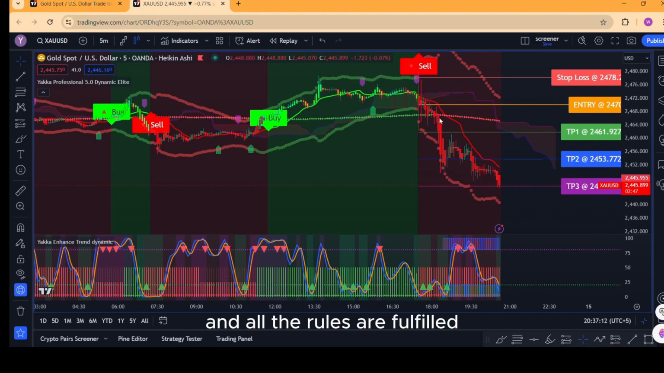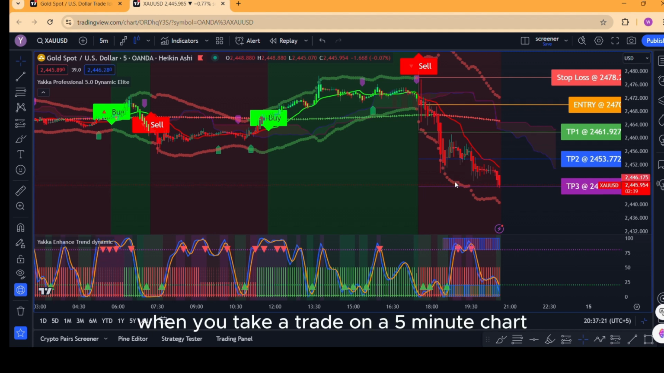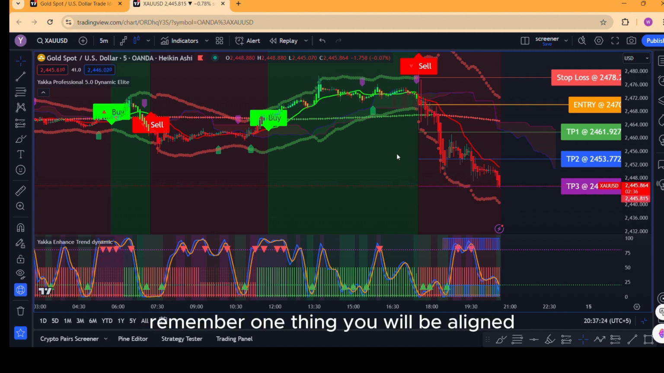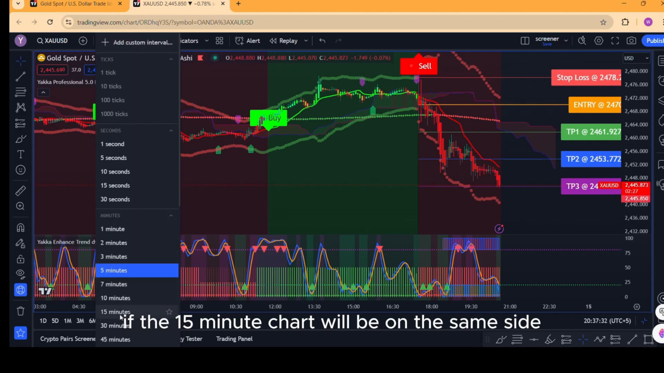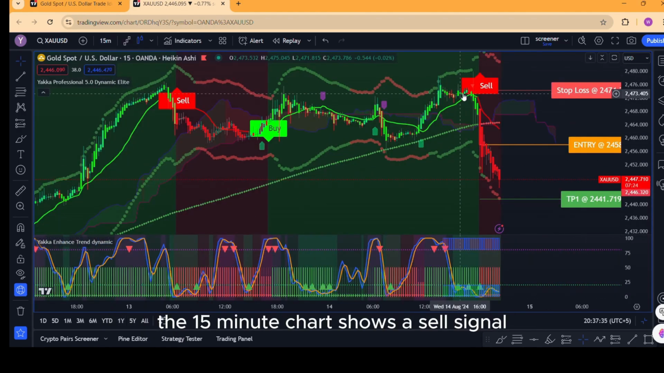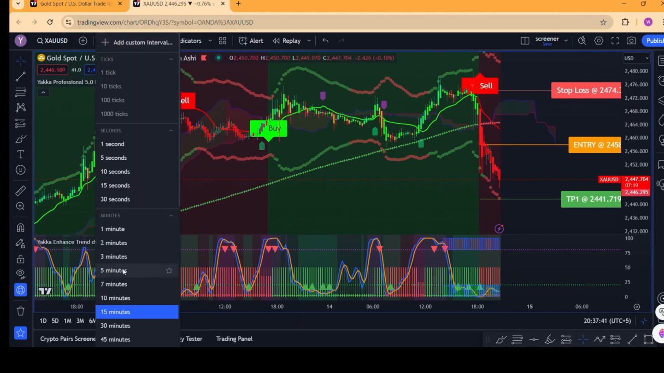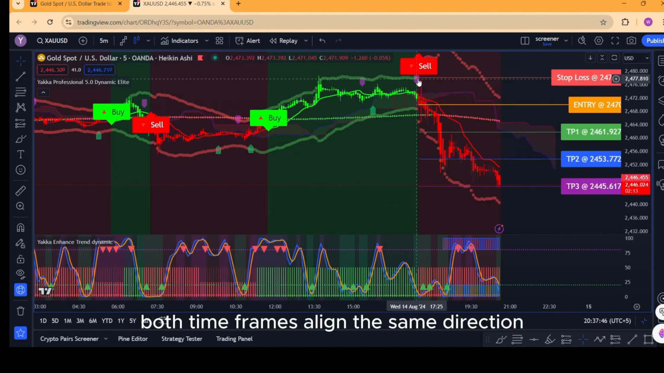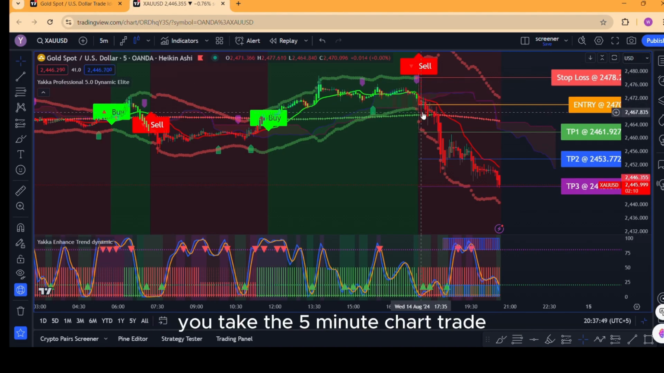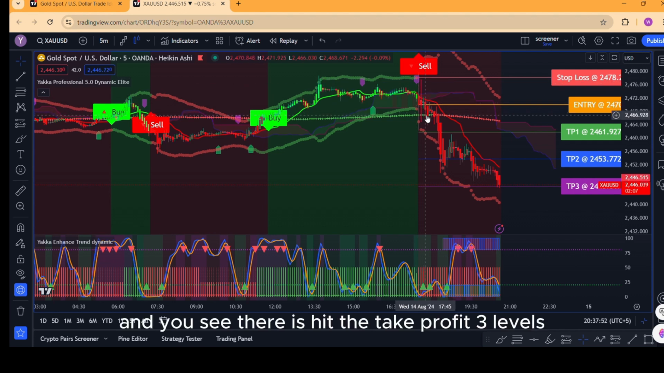You see there are the signals and all the rules are fulfilled, and TP1 is hit, TP2 is hit, and TP3 is hit. When you take a trade on a 5-minute chart, remember one thing: you align the signals with the 15-minute chart. If the 15-minute chart is on the same side, in the same direction, then you take the trade. The 15-minute chart shows a sell signal, and on the 5-minute chart there is also a sell signal. Both time frames align in the same direction. You take the 5-minute chart trade, and you see the take profit 3 levels are hit.